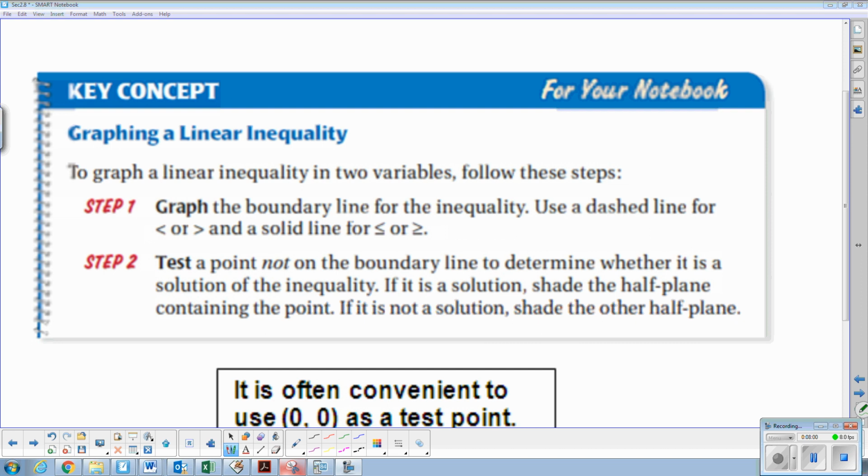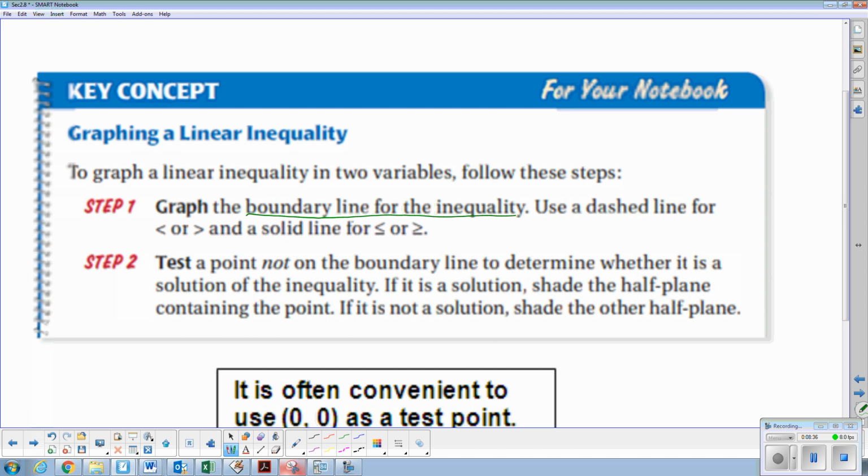So the next step beyond determining whether or not a point is a solution for an inequality, we can graph. Just like we graphed the inequality of one variable on a number line, we can graph the inequality of two variables on a coordinate plane. So our first step is to graph the boundary line for the inequality. And to do this, we are going to graph it as if it were true. So instead of saying y is less than 2, we would graph the line y equals 2. And that's our boundary line.